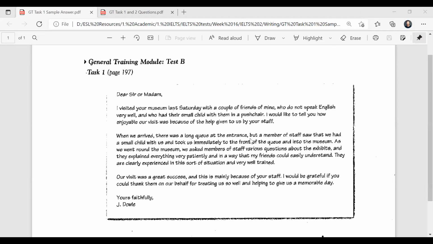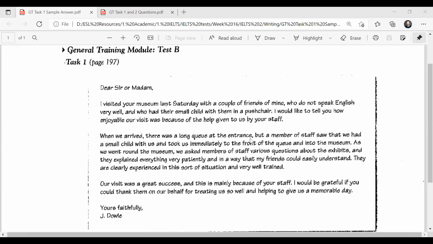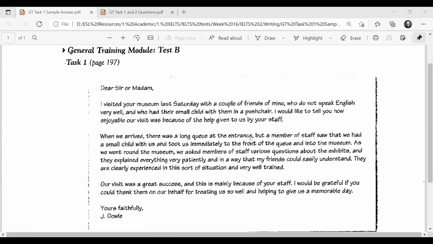I visited your museum last Saturday with a couple of friends of mine who do not speak English very well and who had their small child with them in a pushchair. I would like to tell you how enjoyable our visit was because of the help given to us by your staff.